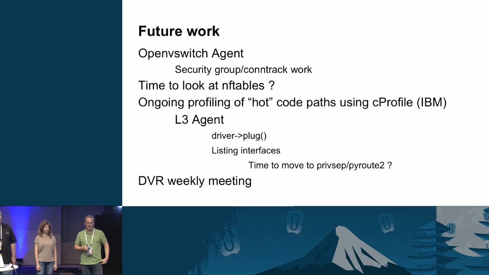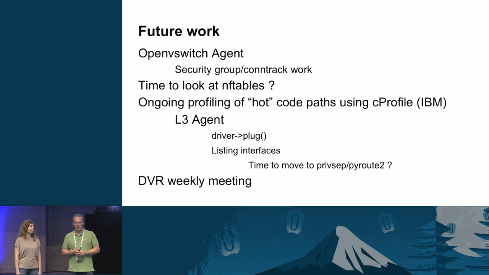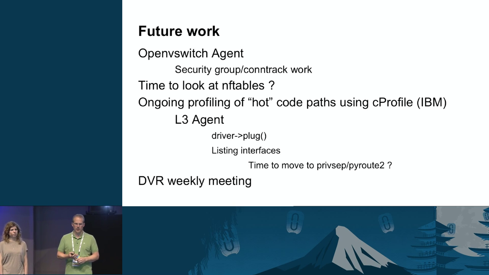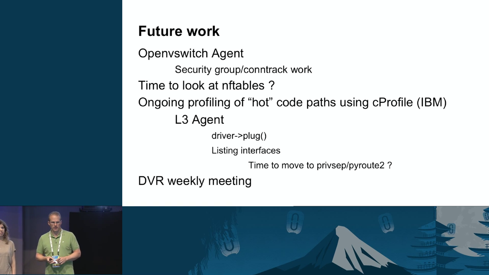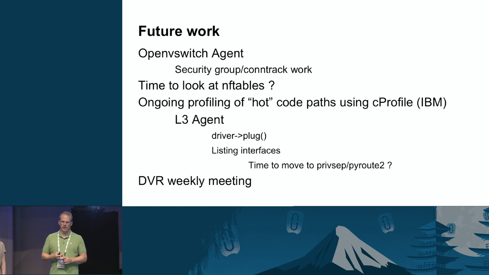The first obvious one is that the Open vSwitch agent is going to have security group and contract support. And when we're able to get that work in and able to run later kernels in the gate, that should improve the OVS security group performance significantly. But we still have to worry about iptables because the Linux bridge is still going to be using iptables. So it might be time to start looking at alternatives like nftables, which is the follow-on to iptables and is going to eventually replace it. We don't know yet. I think it's something we'll need to talk about.